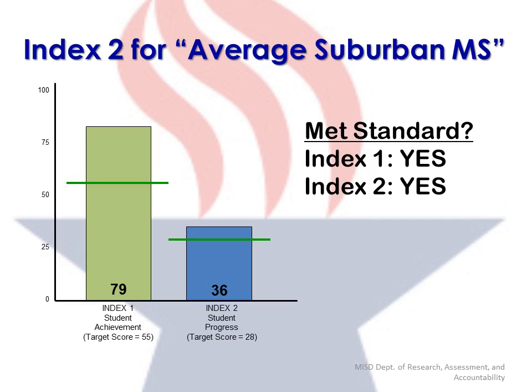The Index 2 score will also be presented visually on the Campus Accountability Summary, with the middle school target of 28 identified at the bottom and indicated on the graph with its own horizontal line, and the Index 2 score of 36 exceeding the target. In this case, the campus only exceeds the target by 8 points, so student progress will likely be a concern in the upcoming school year for the staff at Average Suburban Middle School.